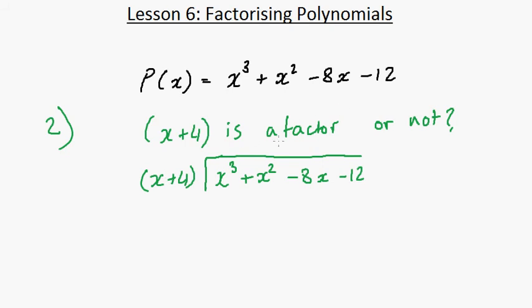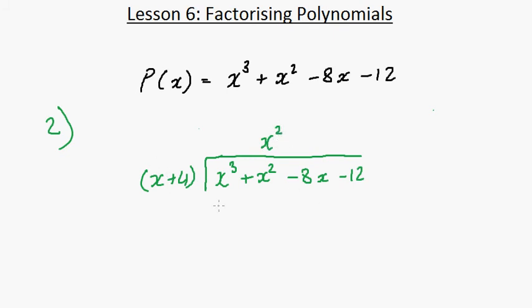So we will say to ourselves, how many times does x go into x cubed? You would say that something times x equals x cubed, so it will be x squared. Let's take off the top part. Okay, so what do you times x by to get x cubed? It's x squared. So x squared times x is x cubed, and x squared times 4 is plus 4x squared.